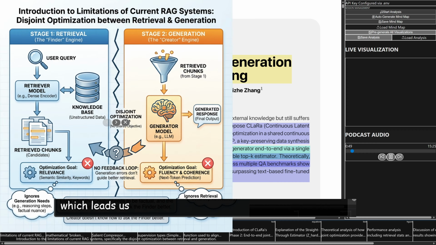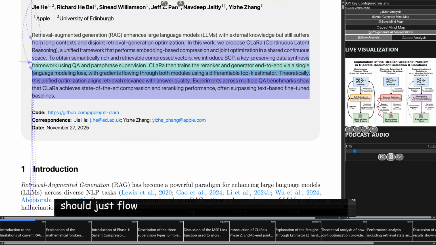Which leads us to the core mathematical problem here, the broken gradient. That's it. So when the generator makes a mistake and produces a bad answer, it calculates a loss. That's the gradient, the signal that says I failed. But that crucial signal, it can't get back to the retriever. You can't tell it, hey, you picked the wrong documents for me. Exactly. Why not, though? I mean, that seems like the most logical thing. If the answer's wrong, that signal should just flow all the way back, shouldn't it?